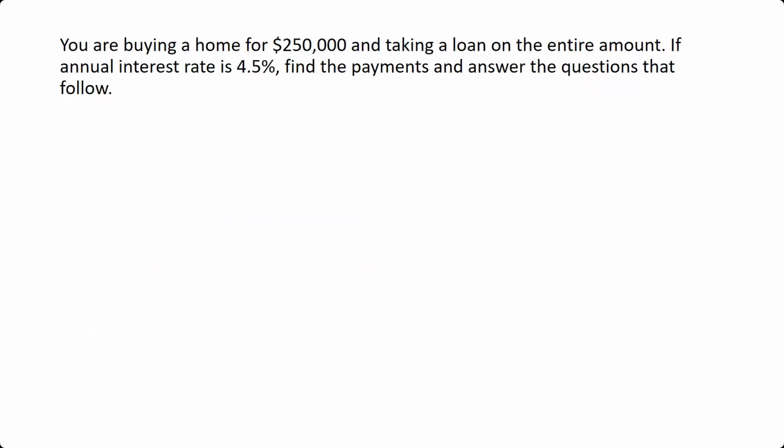You're buying a home for $250,000 and taking a loan on the entire amount. If the annual interest rate is 4.5%, find the payments and answer the questions that follow. On the exam, the payment formula will be given. P is the amount of the loan, and we didn't put anything down, so we're assuming 250,000. R is your rate as a decimal, and Y is the number of years.